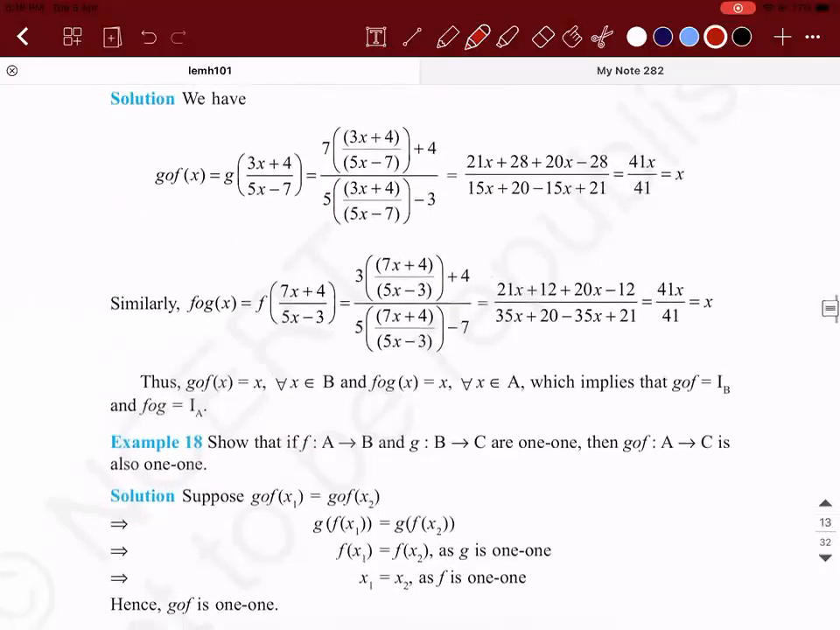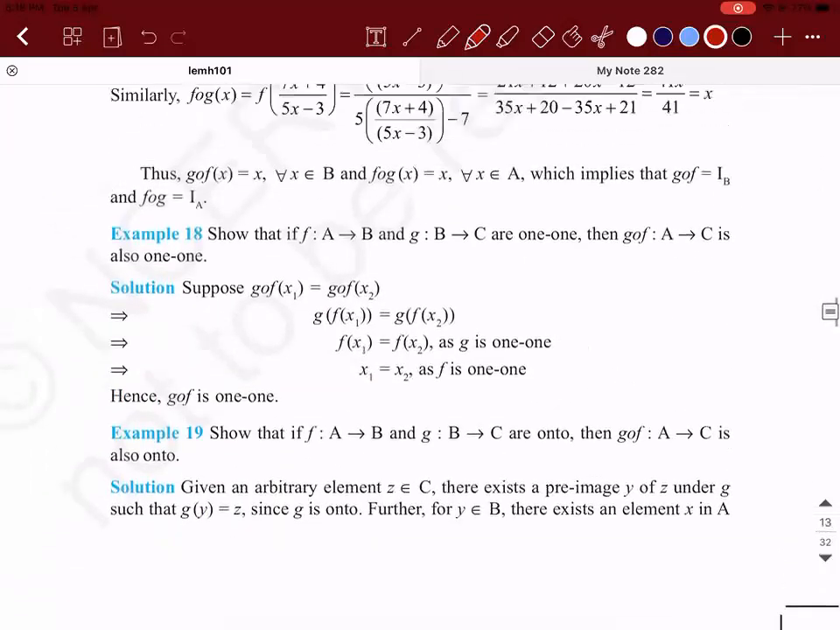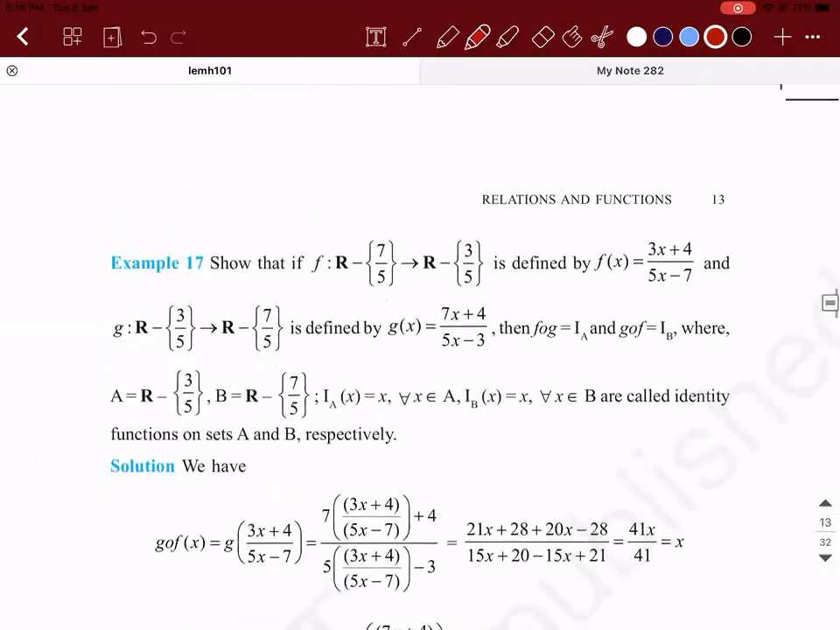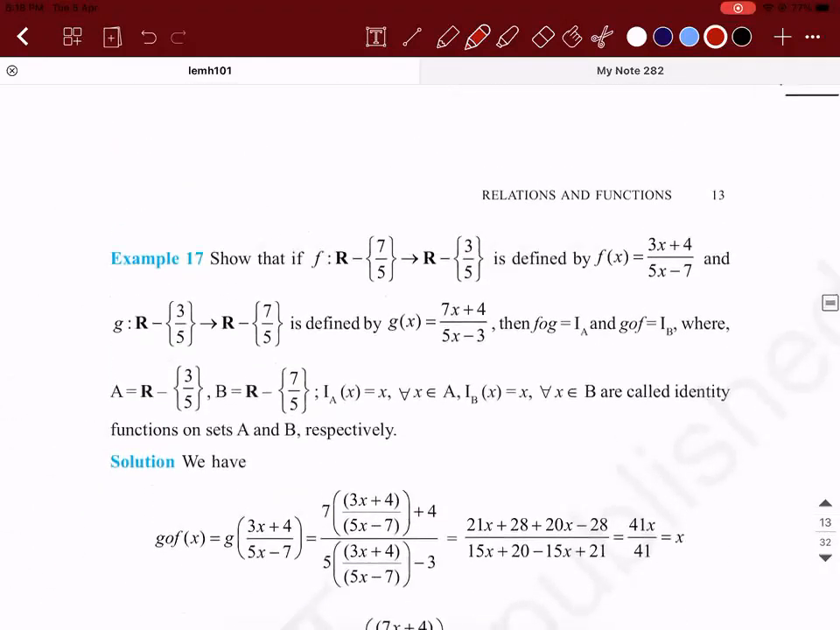Shall we try the 17th one? The 17th one is the base for invertible functions. What we are going to do is we are seeing an example and then we'll try to understand what is an invertible function. Listen to this. This is a very, very important problem. Mark it.